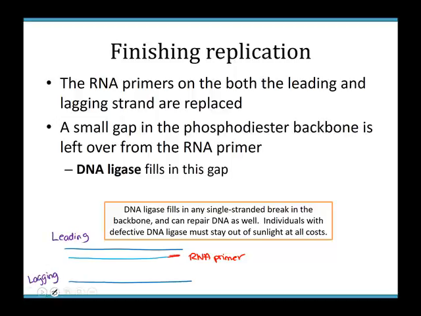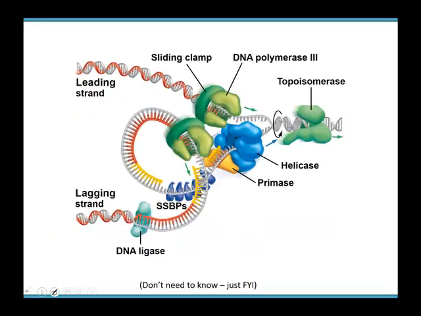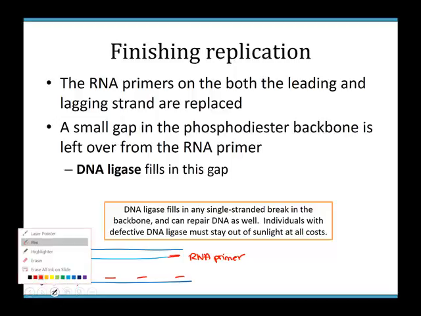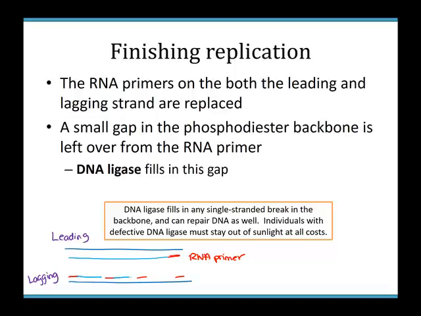Remember, on our lagging strand we had to have multiple RNA primers in order to have DNA polymerase come in and attach. Alright. So in order to finish this entire process, we of course have to remove those RNA primers. We only have one to remove on the leading strand, but we have hundreds to remove on the lagging strand.